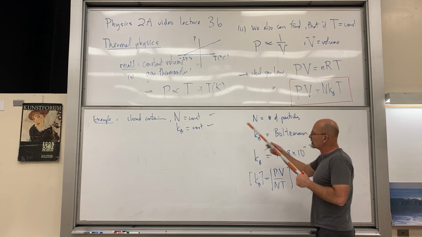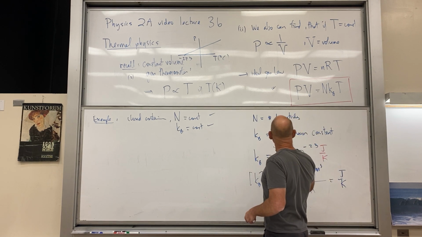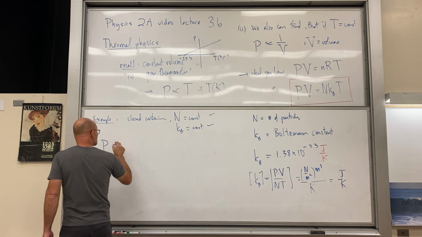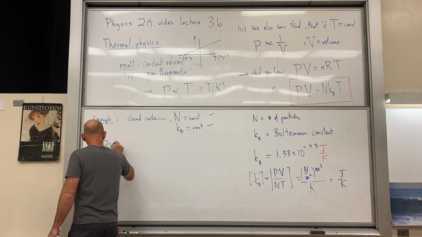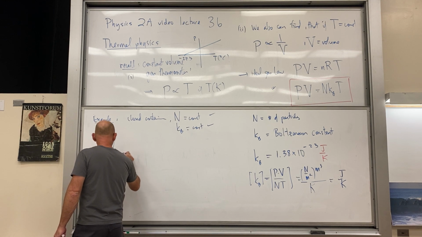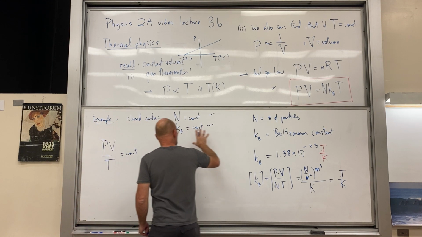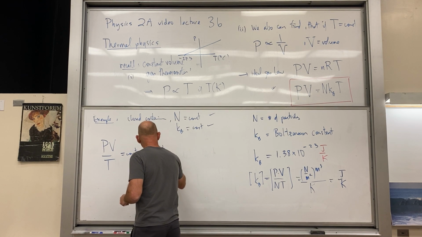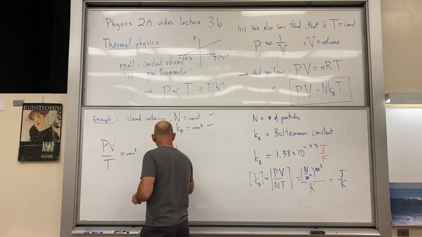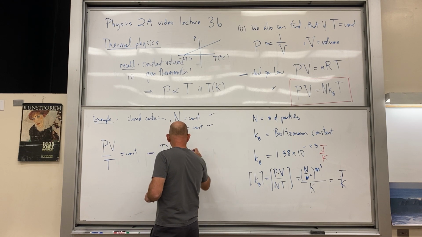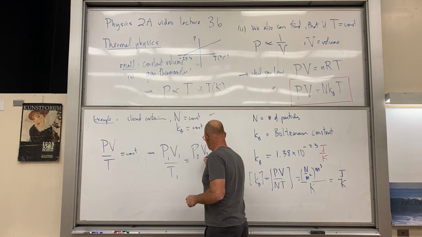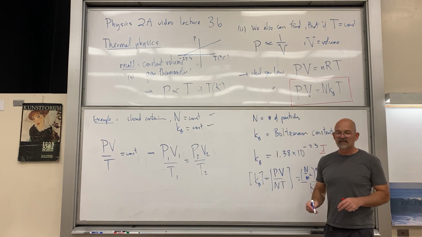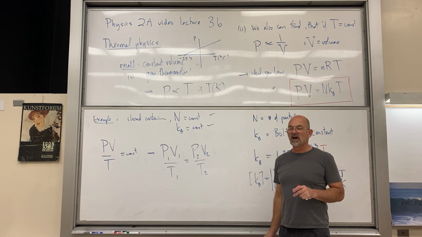We can do a number of things to this closed container, and we then have the following situation. PV over T is constant, because all that's left on the right side of the equation is constants. That means we can do this: P1 V1 over T1 is equal to P2 V2 over T2. So we use it in a similar manner to our conservation laws.